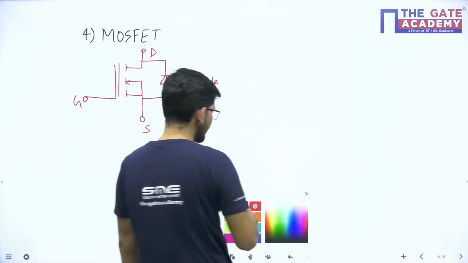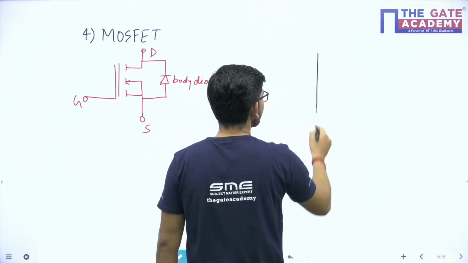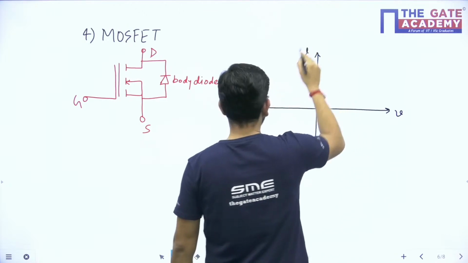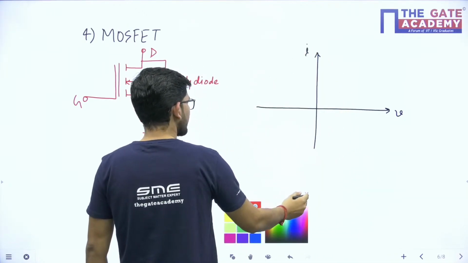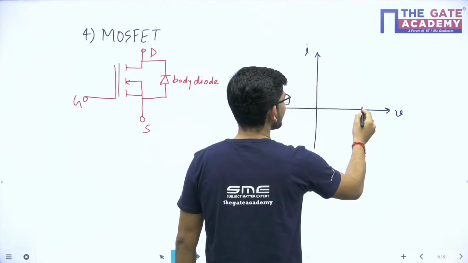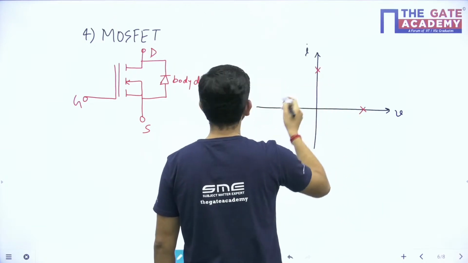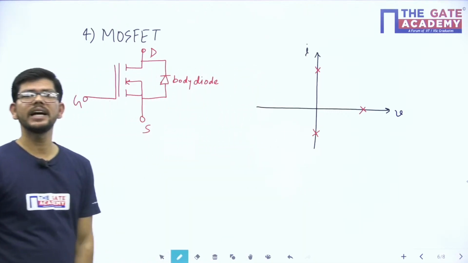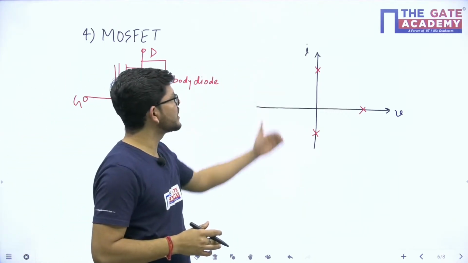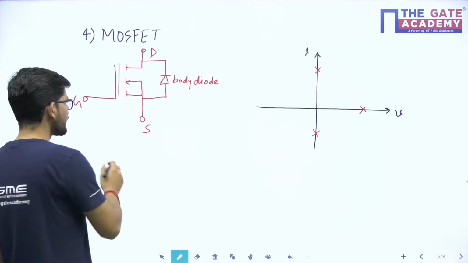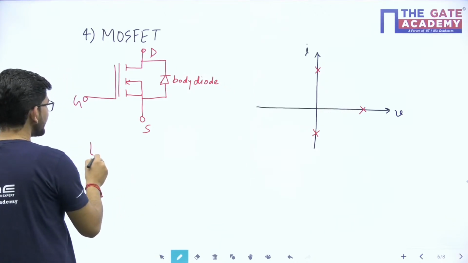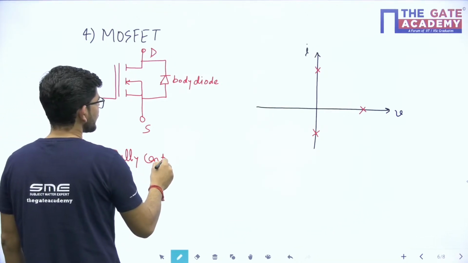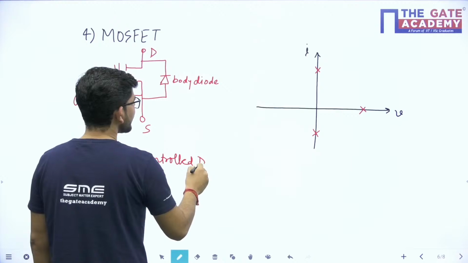So if we realize this particular switch, its safe operating area will be somewhat similar to IGBT and BJT, but the difference is that due to the presence of this body diode, it can carry current in both directions, positive as well as negative. So MOSFET is also a fully controlled device.